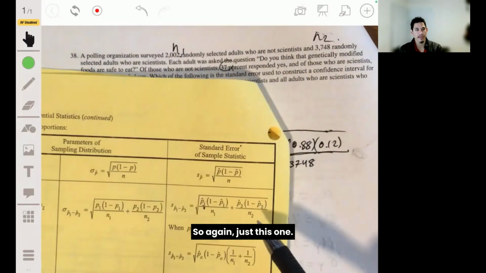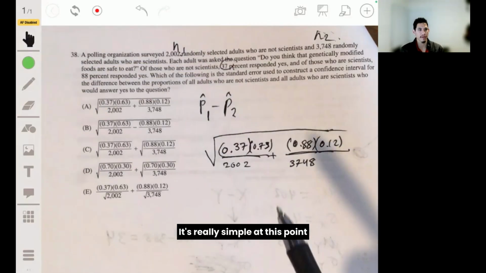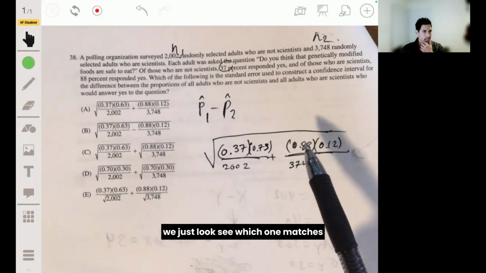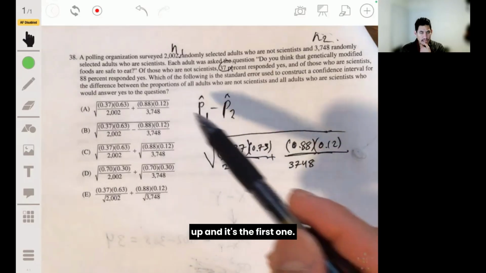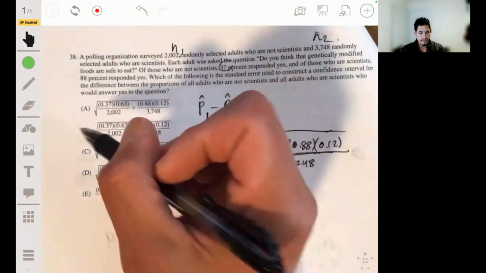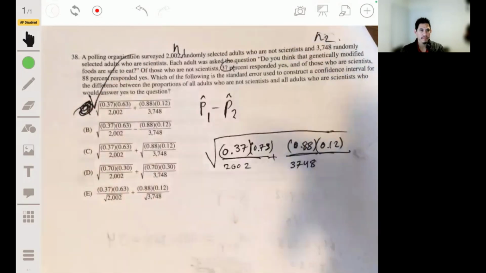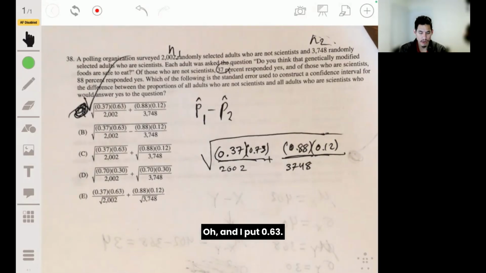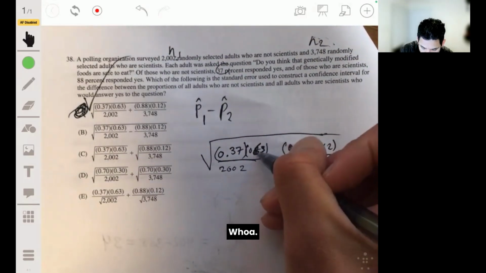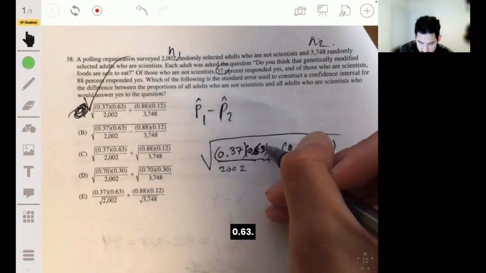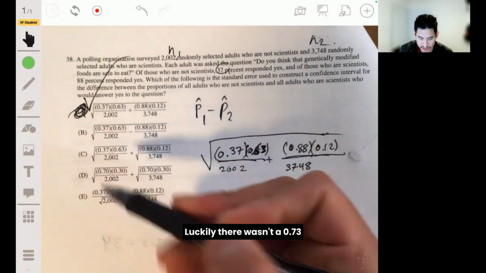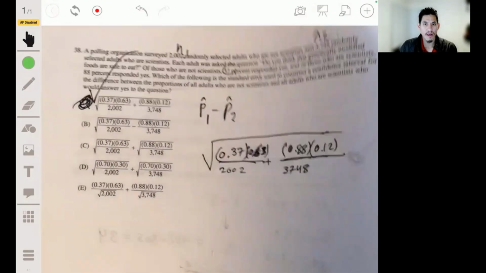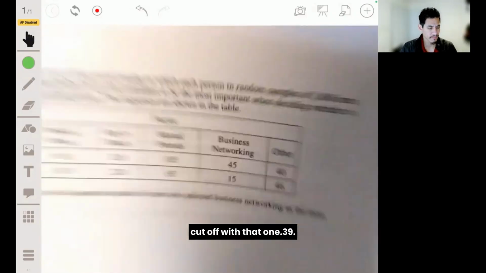So again, just this formula. This is really simple. So we just look to see which one matches up. And it's the first one. It'll be A. Don't overthink this one. Literally, that's all there is to it. Oh, and I put 0.73. Whoa, my bad, 0.63. Luckily, there wasn't a 0.73, so I wouldn't be caught off with that one.